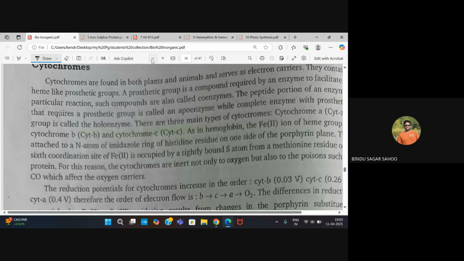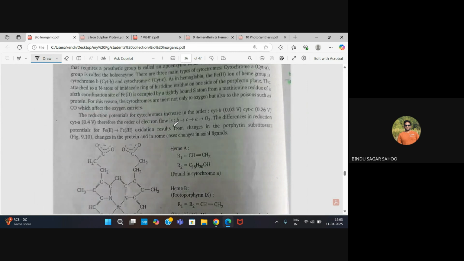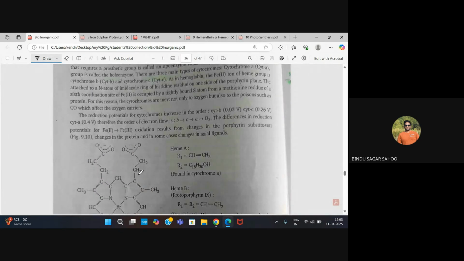Next, we will discuss cytochromes. The cytochromes are found in plants and animals, and here the active metal center is also iron. Okay, so they contain a heme-like prosthetic group. Heme-like means similar. There is an iron atom. There will be four pyrrole rings connected by CH groups, and they form a cyclic link. And inside the cyclic ring, there will be a metal center. Okay. So these particular types of groups are called heme groups.